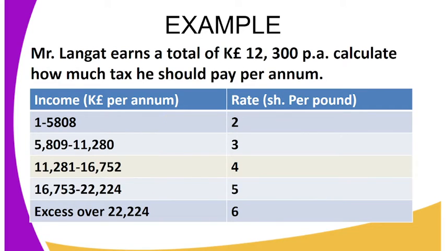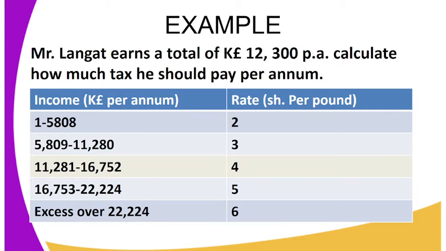For example, Mr. Langat earns a total of shillings 12,300 per annum. Calculate how much tax he should pay. To calculate the tax, we usually use the tax table. For example, for people earning between 1,000 and 5,800, they pay 2%. That is their rate of tax. For people earning 5,809 to 11,000, they pay 3% of tax.